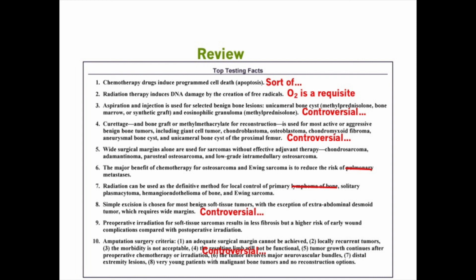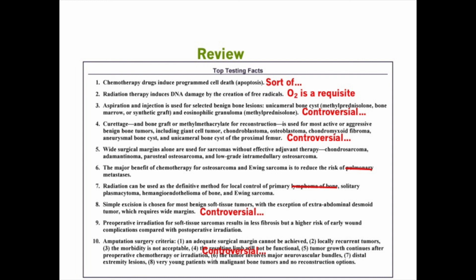Curettage and bone graft or PMMA for reconstruction is used for most active or aggressive benign bone tumors, including giant cell tumor, chondroblastoma, osteoblastoma, chondromyxoid fibroma, aneurysmal bone cyst, and unicameral bone cyst, especially in the proximal femur. However, again, a lot of this is controversial. Sometimes you have to adjunct with a plate and screws. Sometimes you don't do certain things in terms of the adjuvants that you use. So there's a lot more subtlety to it than the simplicity that this breaks it down for. But if you remember that, it'll help get you maybe a question or two on the exam.